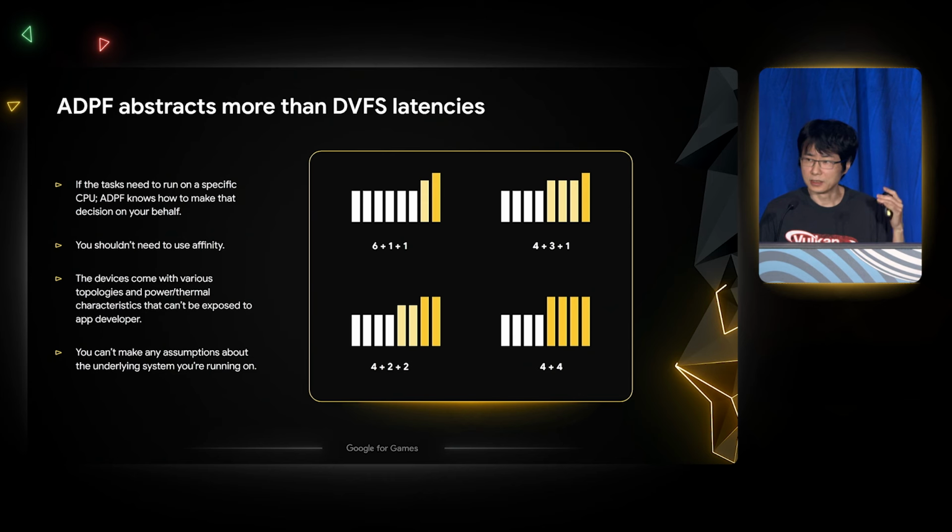And we introduced the ADPF API. By using ADPF, the game can supply a better signal to the kernel so that the CPU frequency can ramp up rapidly and can decrease rapidly as well. And also, the system knows the topology of the CPU, like which one is a small core and which one is a big core, so that you don't have to use CPU affinity anymore.